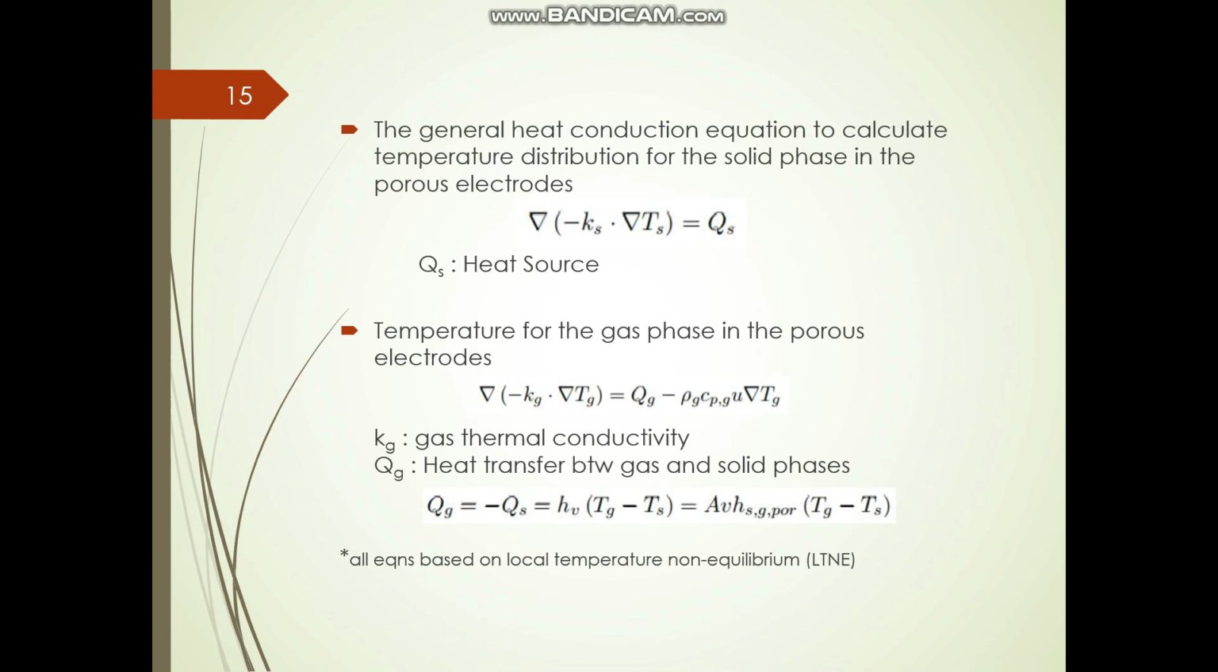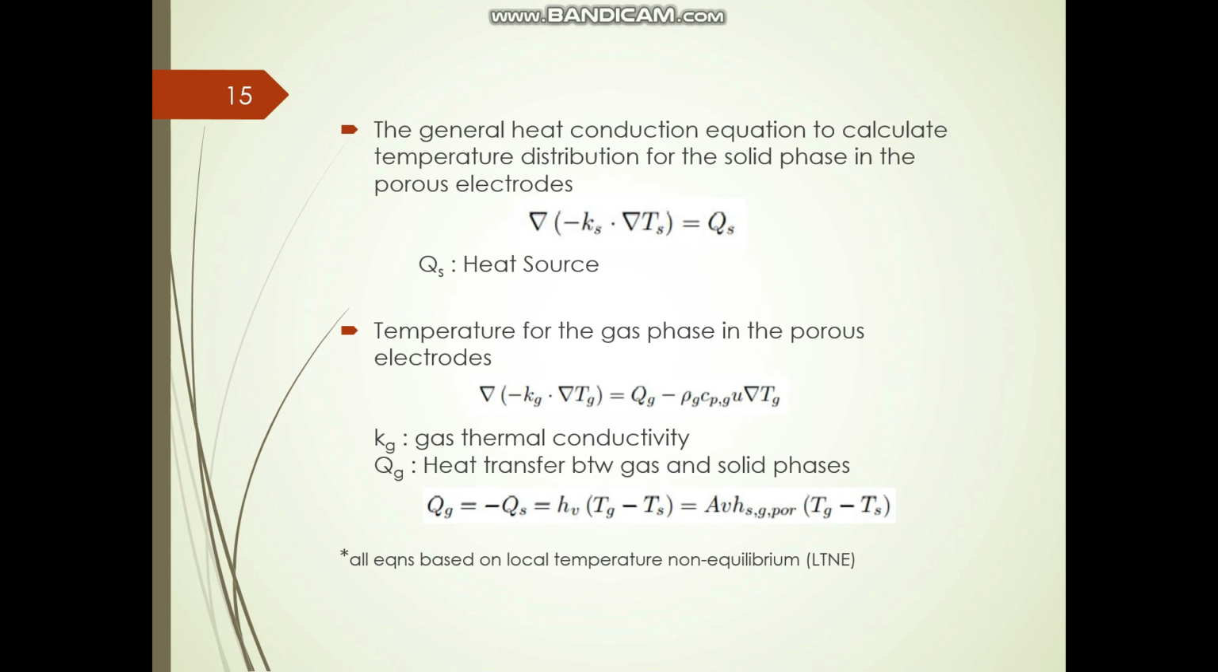The general heat conduction equation to calculate temperature distribution in solid and gas phases in the porous electrode is shown here. Qs is the heat source, which contains all terms of heat generation, which includes polarization and chemical reaction generation of heat. The second term on the right side in the gas phase heat conduction equation implies heat used due to increased temperature of gas, thus reduced from the net heat generation term.